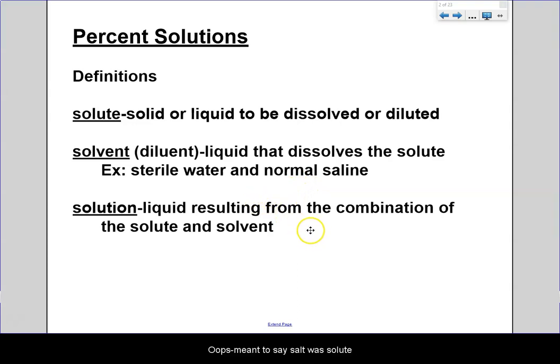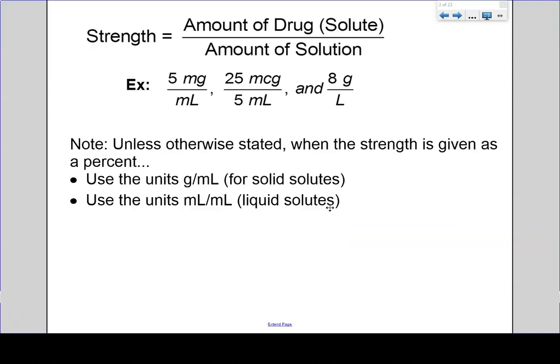And then solution is both of these things together. So if you're talking about a salt solution, salt would be the solute, water would be the solvent, and the salt water itself would be the solution.